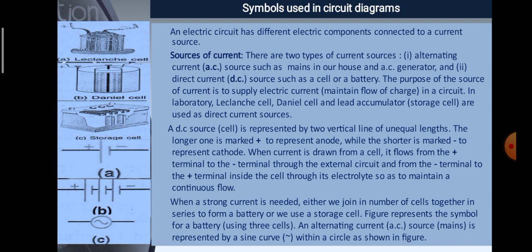When a strong current is required, either we join a number of cells together in series to form a battery, or we use a storage cell. Figure represents the symbol for a battery using three cells. An alternating current source is represented by a sine curve within a circle as shown in figure.